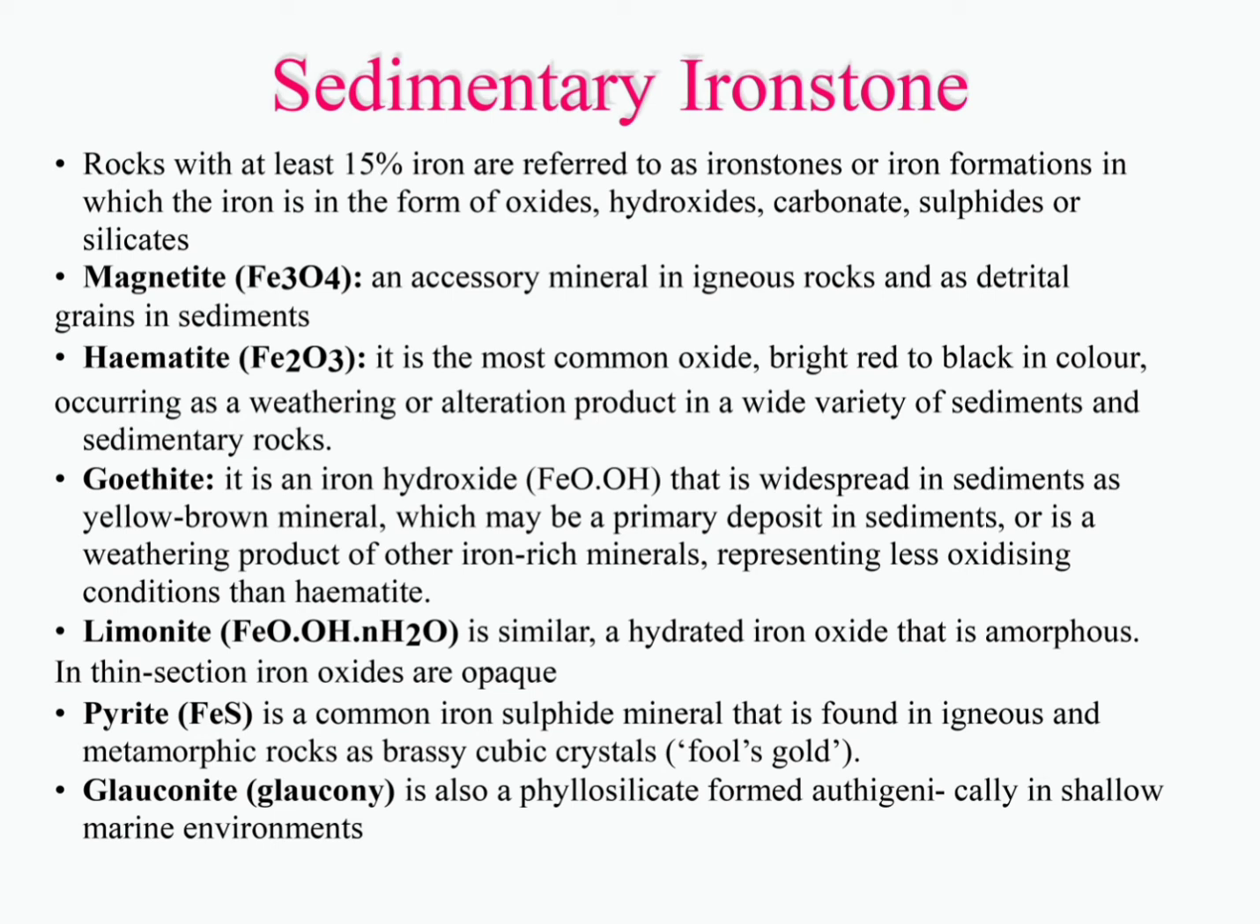Then the next one is pyrite. This is a common iron-rich sulfide mineral, FeS2. These common iron sulfide minerals are generally found in igneous and metamorphic rock, and they form brassy cubical crystals, also known as fool's gold. Remember, pyrite is also known as fool's gold. They look like gold but they aren't.